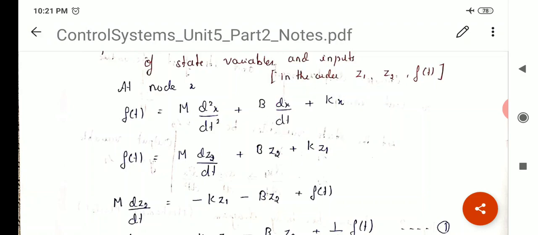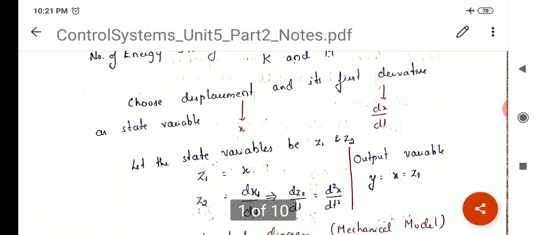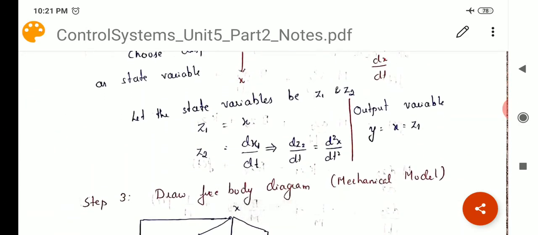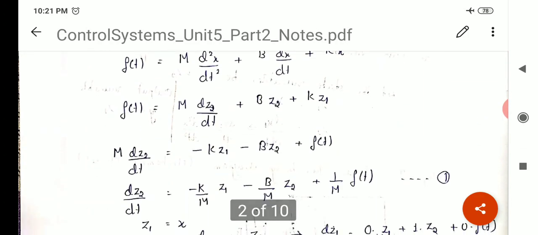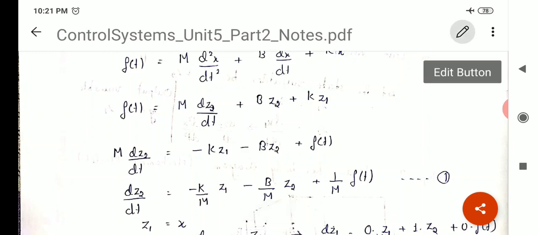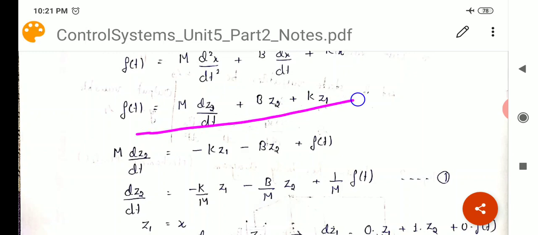So let me show you that. Remember this equation? d square x by dt square is nothing but dz2 by dt. This is why we kept it ready, so that we can substitute this in the equilibrium equation. So going back to the equation, f of t, now we have got the equation in terms of state variables: m dz2 by dt plus b into z2 plus k into z1.